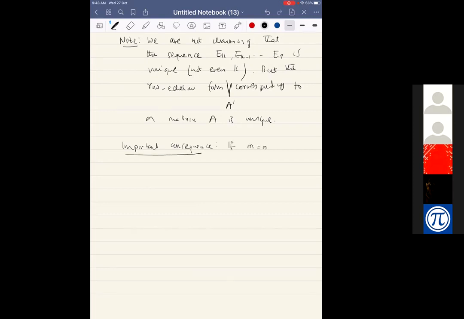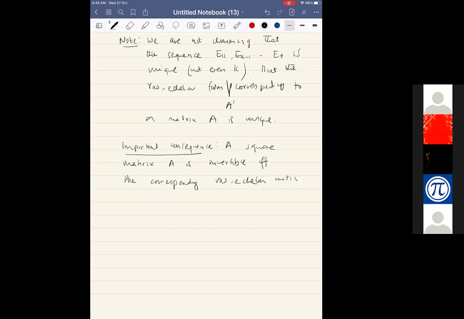If m is equal to n, then, so yeah. A square matrix A is invertible if and only if the corresponding row echelon matrix A prime, so n cross n, is m cross n, is the identity matrix.